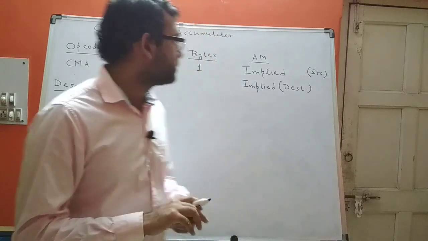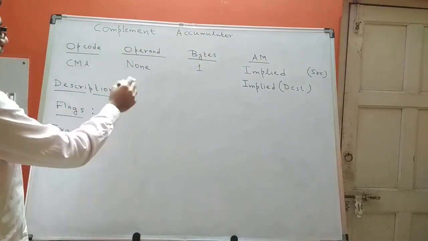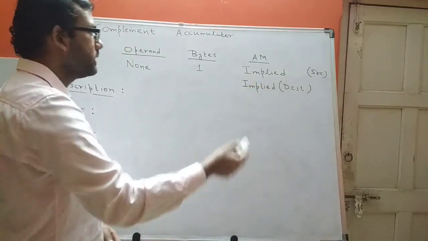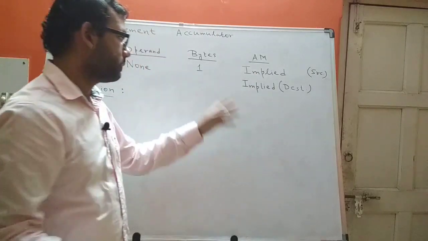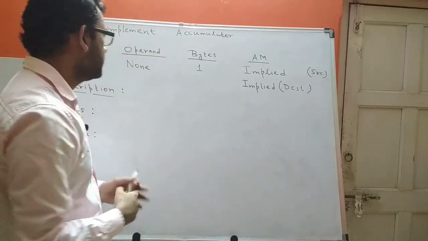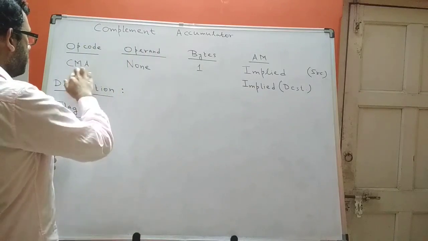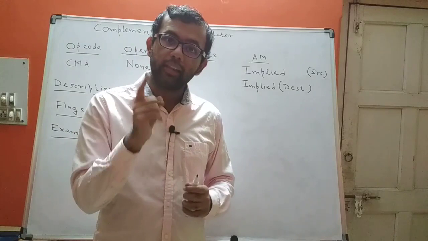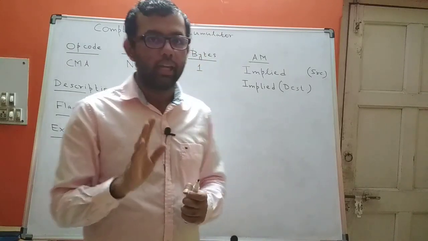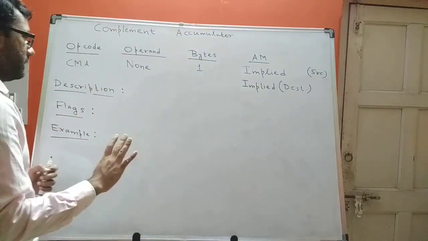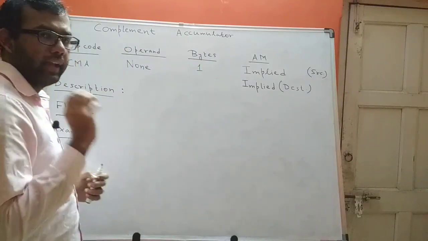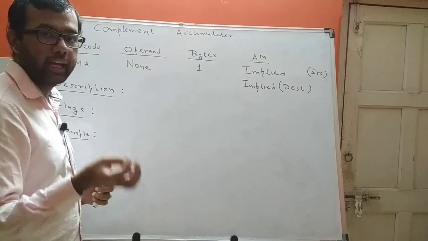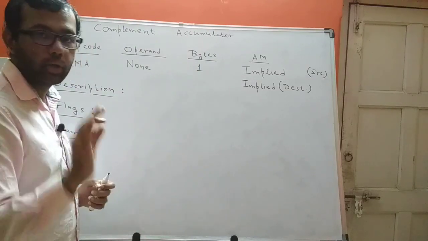Okay. So your opcode is CMA, and the addressing mode is implied with respect to source as well as destination, which means that your complement operation will take place on the accumulator and the result will be stored in the accumulator itself. And remember, no flags are affected. Because of this instruction, the 5 flags that you have, sign, zero, carry, auxiliary carry and parity, will not be affected.